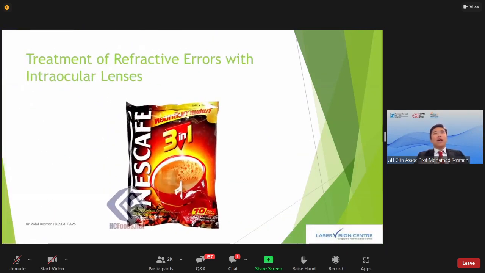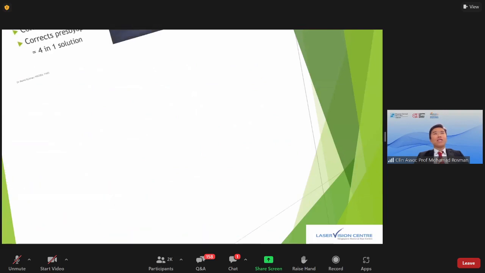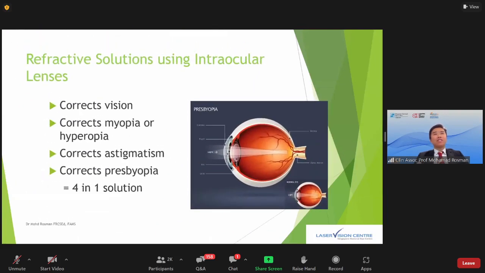Okay, so how do we treat refractive error? All of us like 3-in-1, 4-in-1 solution. So the good thing about cataract surgery is it can correct your vision, correct myopia, hyperopia. If you have astigmatism, you can correct astigmatism. And if you have presbyopia, we can also help. So it's a 4-in-1 solution.